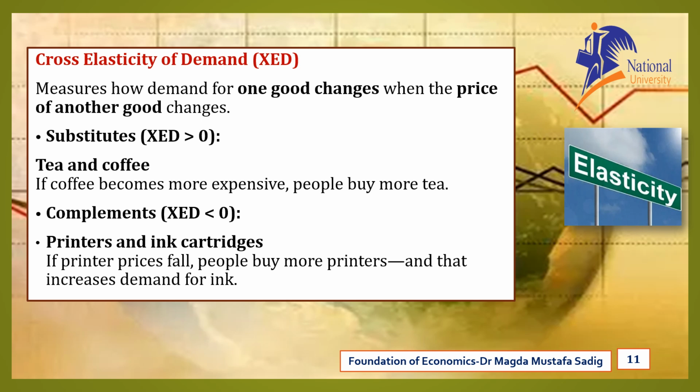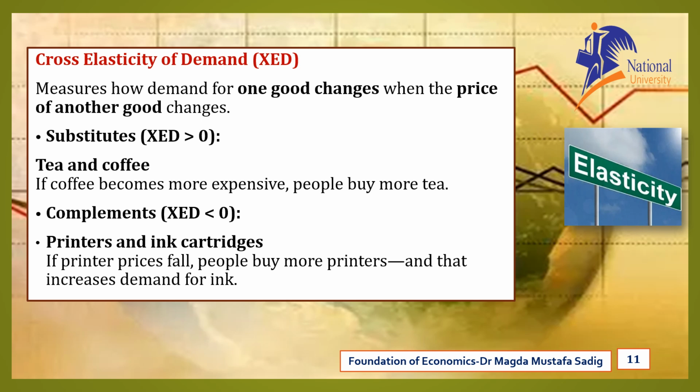It shows you the types of the relationship between the goods, where for the substitutes, cross-elasticity of demand is larger than 0. Goods that can replace each other. When the price of one increases, demand for the other rises. Example, tea and coffee. If the price of coffee increases, consumers may buy more tea, increasing tea's demand.